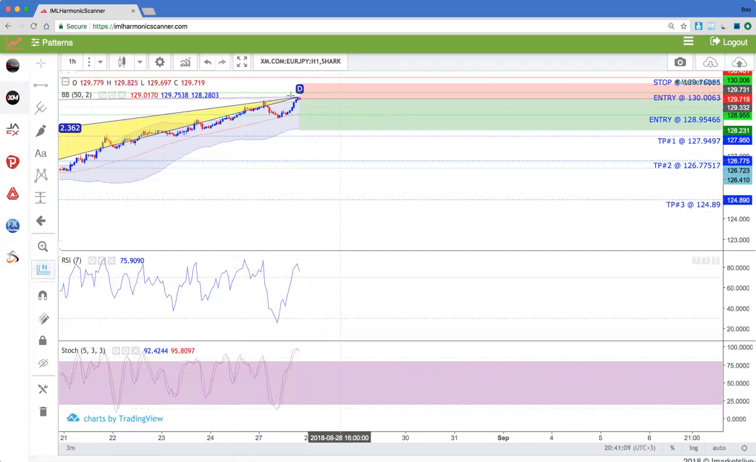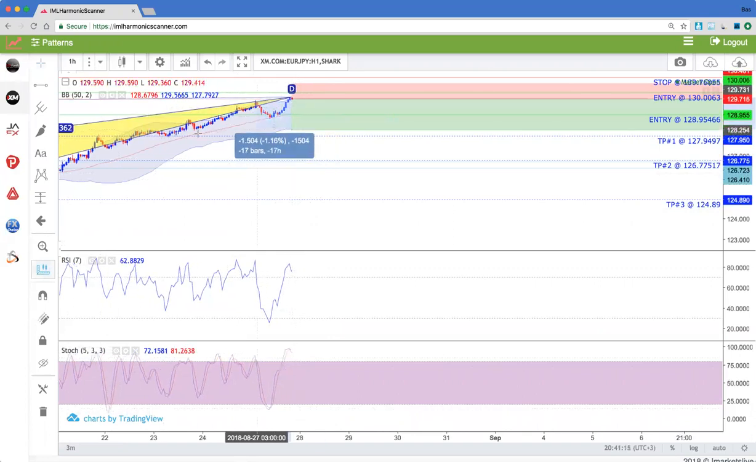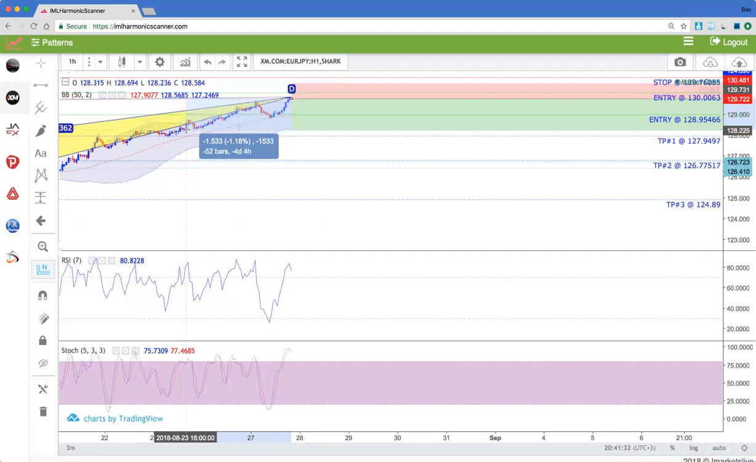So looking at how much time it will take to go 150 pips down, I'm scrolling back to the past. Where did it hit that level? It can be hitting here, which is a 4-day pattern. A little bit longer is 4 days and 4 hours. So I expect this trade to take about 4 days to reach my take profit 1.